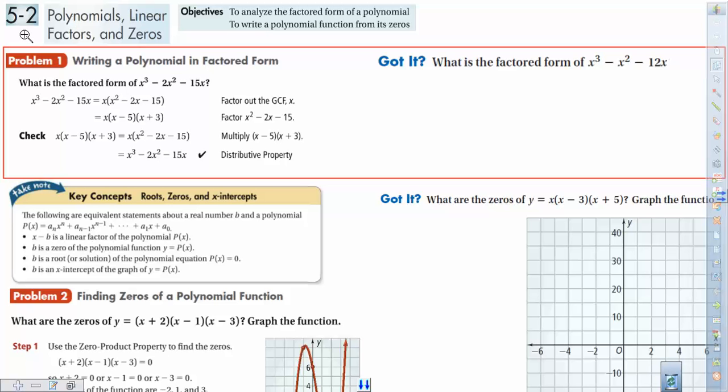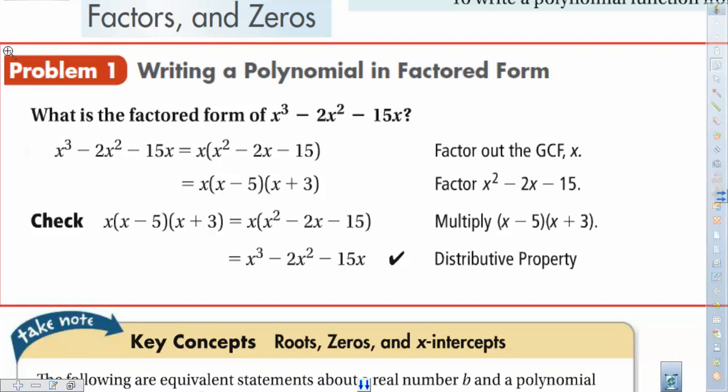But first, let's just worry about factoring, okay? So let's look at problem number 1. Problem number 1, what's the factored form of x cubed minus 2x squared minus 15x? So first of all, notice that there are no equal signs here. So all we have to do is to simply look for factoring. And this is one of those big three factoring skills that all Algebra 2 students need to know how to do, and that's being able to do GCF.